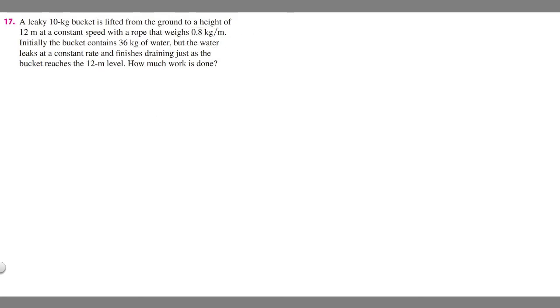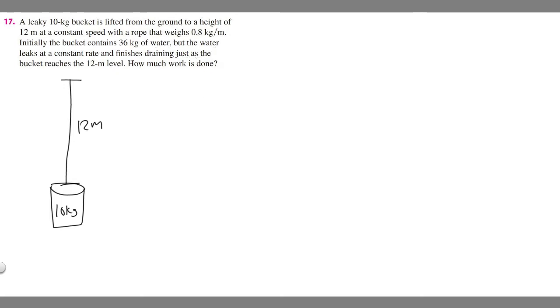So we're trying to find work, and I'm going to draw a diagram of what's going on here. We have this rope, and it's going to be lifting this bucket. So this is our bucket, and we know this bucket is 10 kg. But then there's going to be water inside of it. At this point, there's 36 kg of water, and we're lifting it up 12 meters. So here is a drawing of what's going on, and we need to find the work.